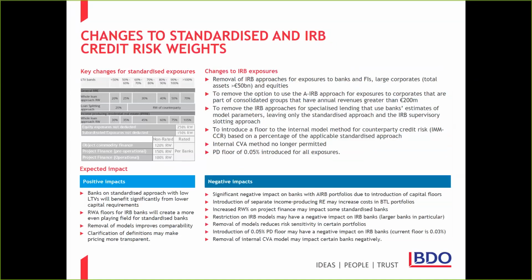This is where, as I said earlier, if you have property financing, residential mortgages, etc., depending on your LTV band, you will get a different risk weighting. So it's not the 35% or 100% anymore. Much more granular. So again, if you have low LTVs, you will benefit. I think that's the key thing for standardised banks. For IRB banks, it will probably be a drawback. So that's the key changes there.